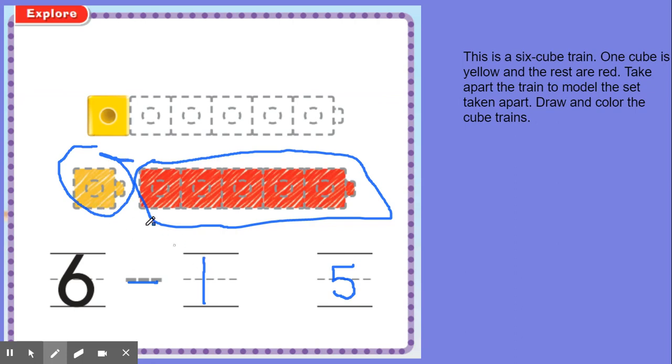My first group went in the first box. My second group went in the next box. Okay, let's try another one.